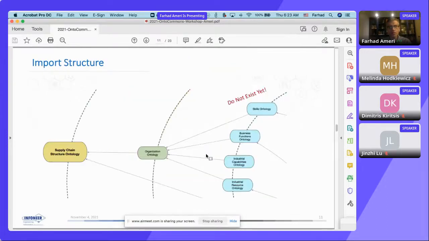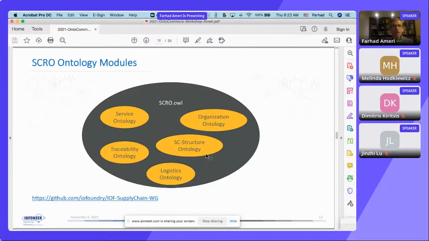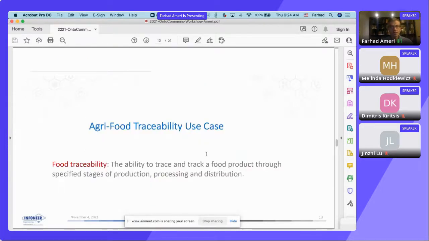Anyway. For example, the supply chain structure ontology uses the organization ontology, which itself will import the skill ontology, business function ontology, and industrial capabilities ontologies. They don't exist yet, but that's the vision that we are hoping for. Right now, the supply chain reference ontology has a few ontologies inside of it. I'll focus on the agri-food traceability use case just to give you an overview.